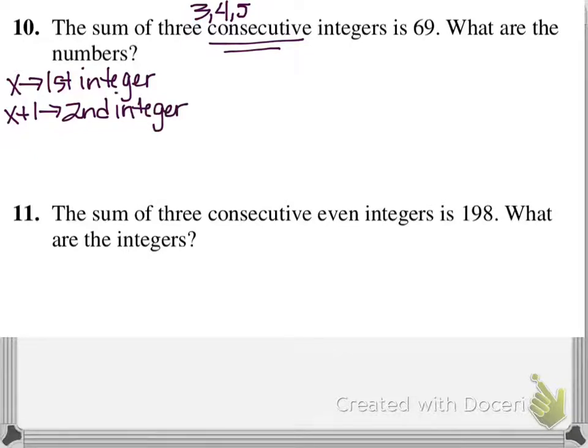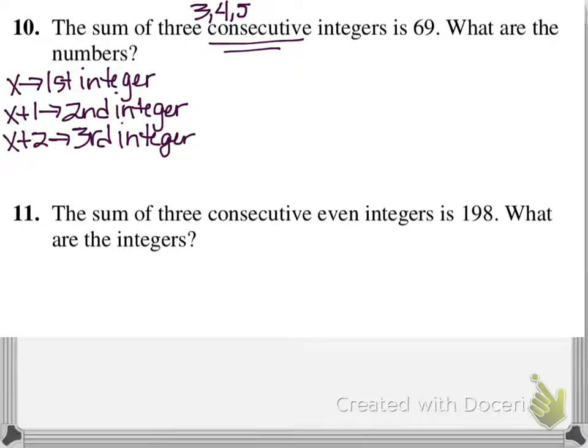And how do you get to the third integer? Well, you take your first number, you add 1, and then you add another 1. In other words, you're adding 2. So algebraically, this is what the integers look like: x, x plus 1, and x plus 2.